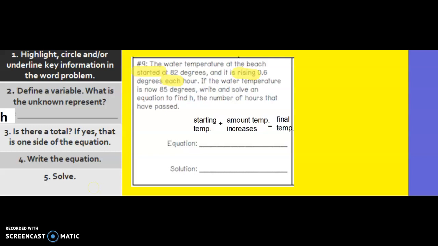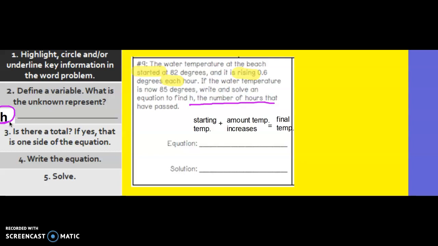So let's look at what we're trying to find. We're trying to find h, the number of hours that have passed. Okay, so over here, where it said to define the variable, we're going to let h stand for the number of hours that have passed.